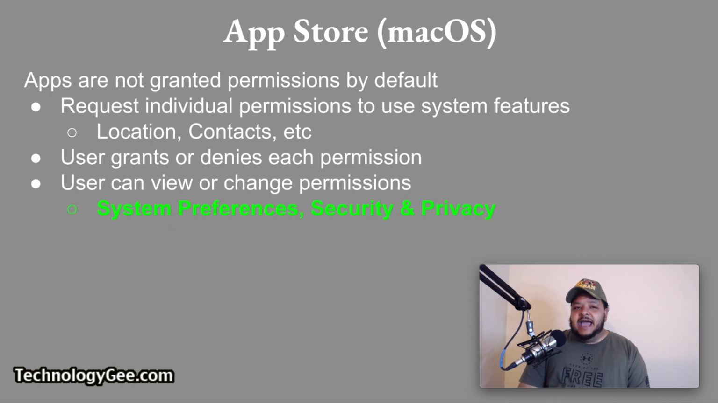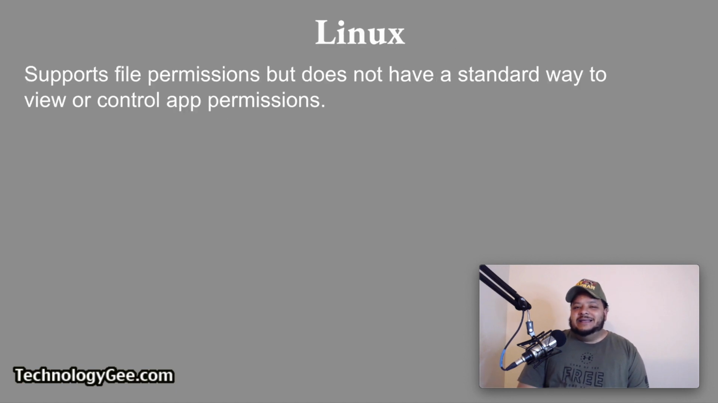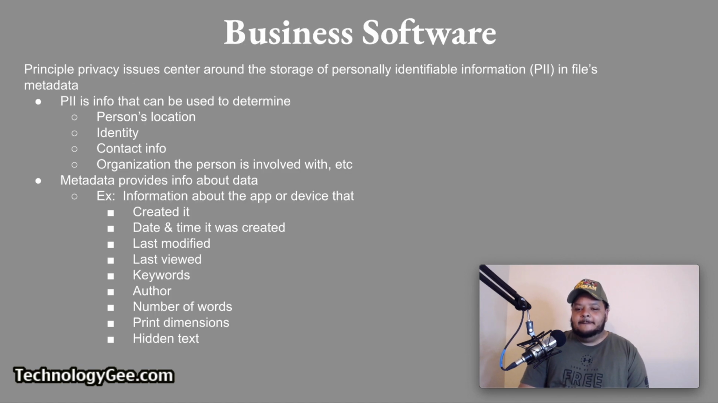Now, when you go to the App Store with Mac, the App Store apps are not granted permissions by default. App Store apps request individual permissions to use features such as location, contacts, and so on. The user grants or denies each permission, and users can view or change permissions by opening System Preferences, Security, and Privacy. Linux supports file permissions, but does not have a standard way to view or control app permissions.